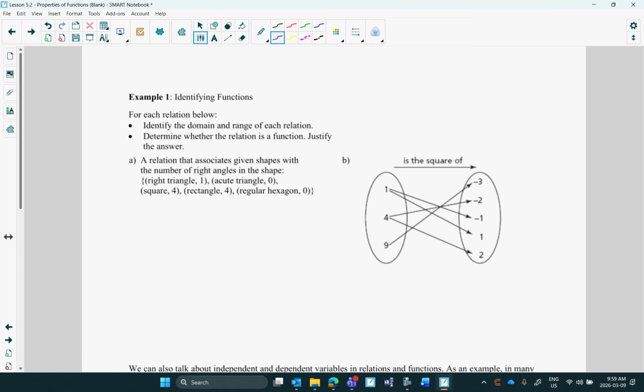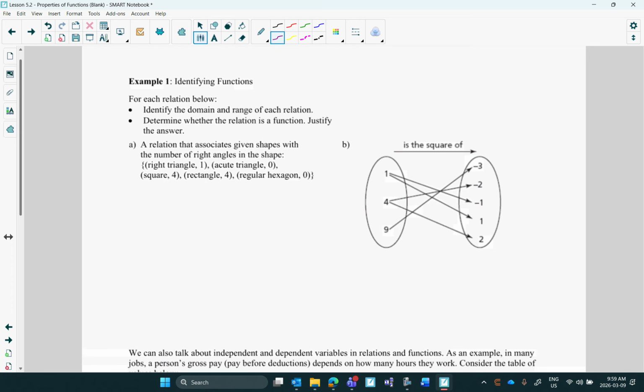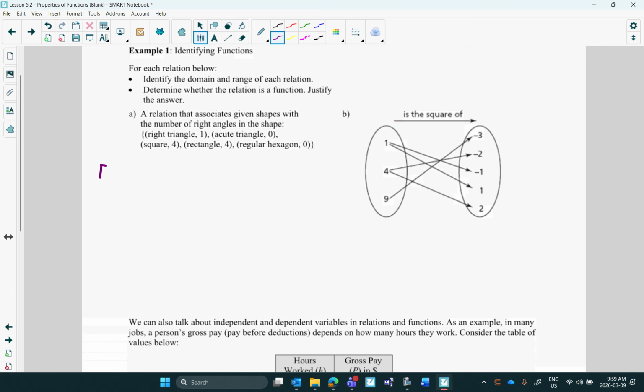Okay. Let's have a look at these two relations. One is a set of ordered pairs. The other is an arrow diagram. For each one, you are asked to write the domain, the range, and then state whether it's a function or not. So for the first one, the ordered pairs, we can just put capital D for domain. And again, we open it with braces. What are all the first elements?